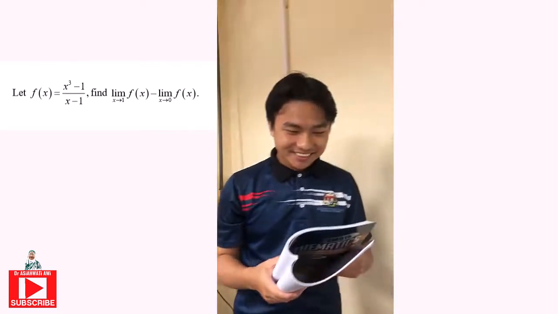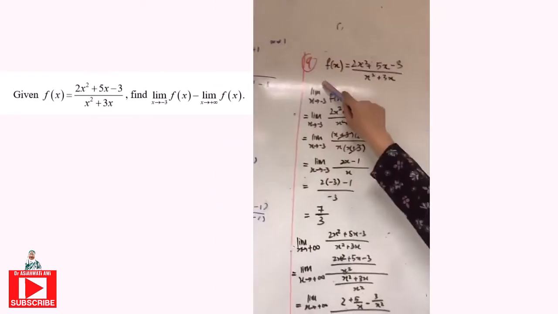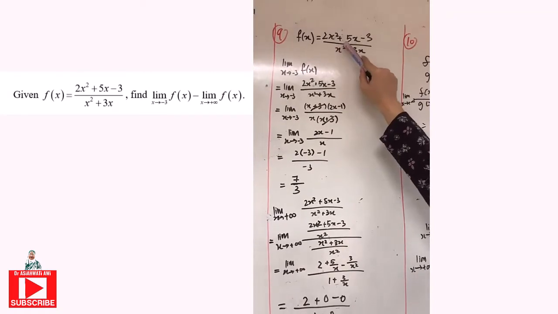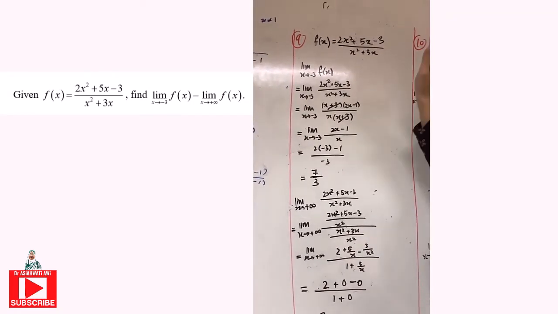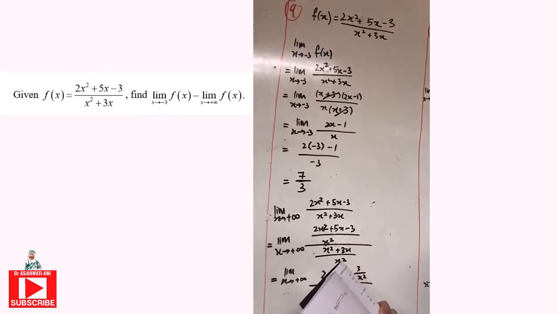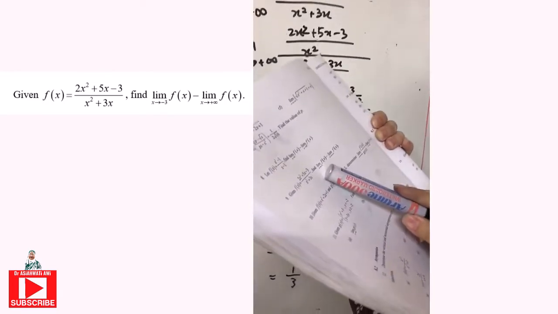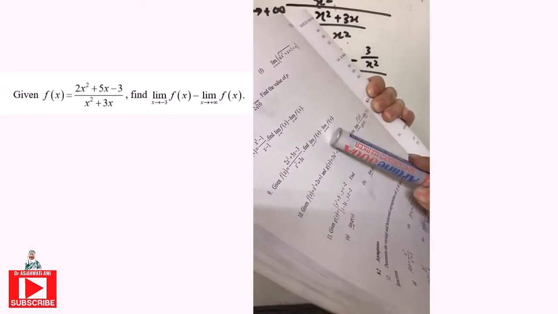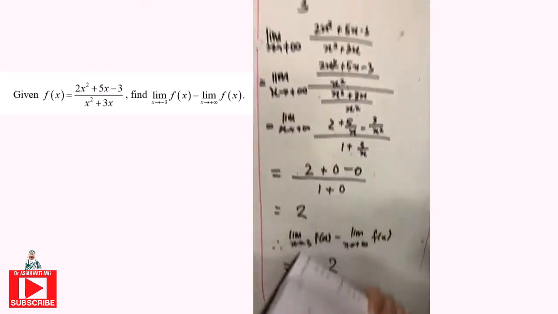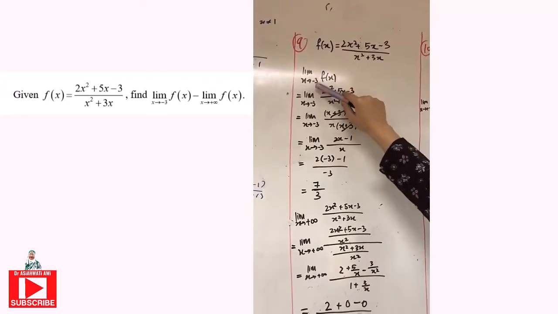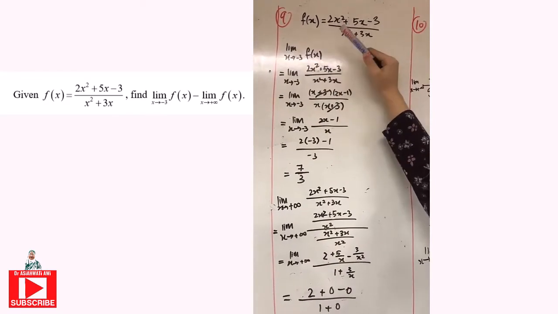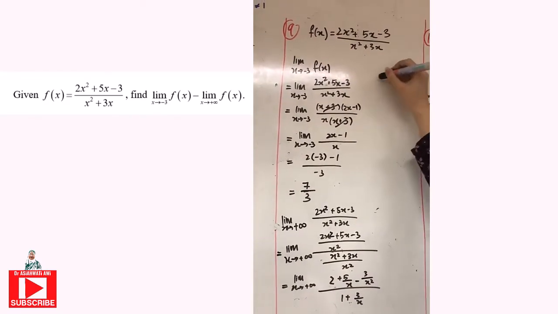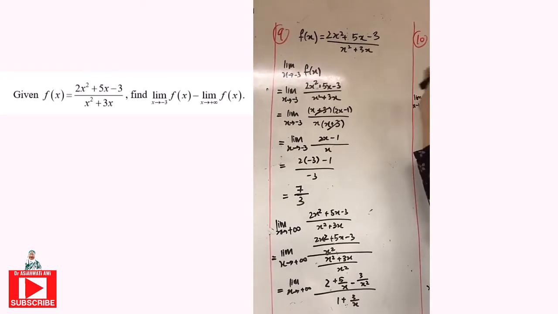Thank you. For question number 9, given f(x) is equal to (2x squared plus 5x minus 3) over (x squared plus 3x). So the question wants us to find limit x approaching negative 3 minus limit x approaching positive infinity. So first we do limit x approaching negative 3 first. So when we directly sub the negative 3, we will get 0/0, which is indeterminate form.